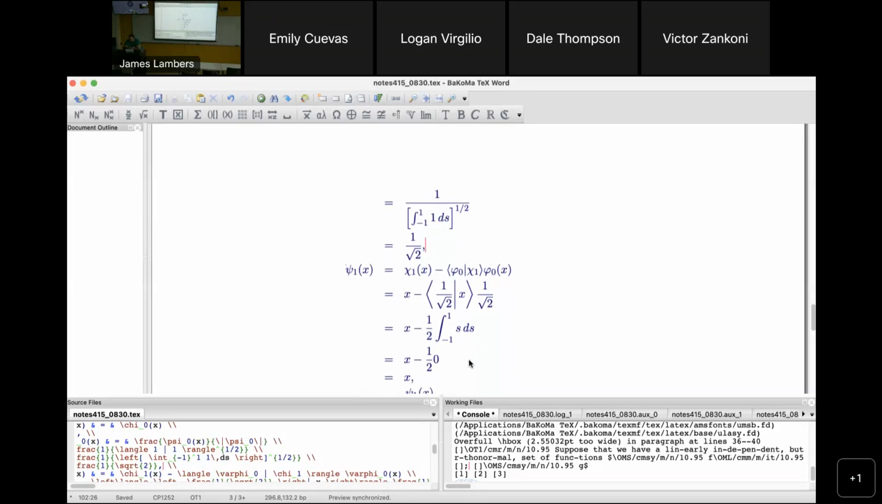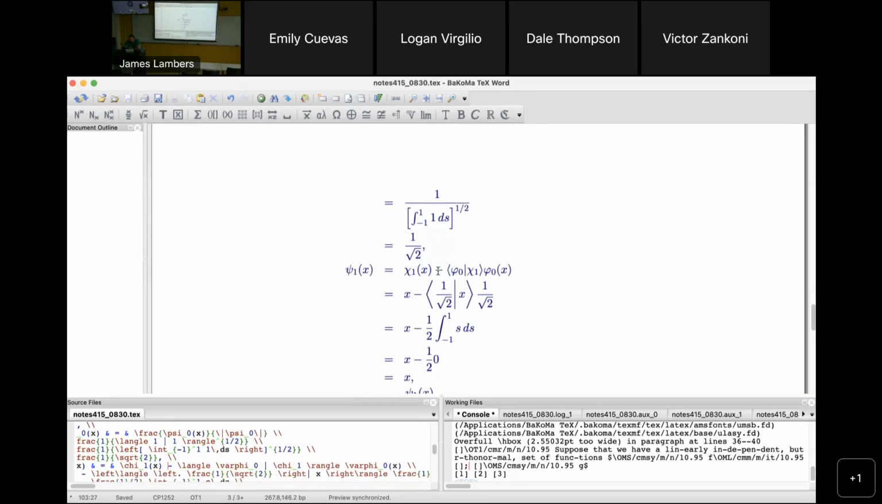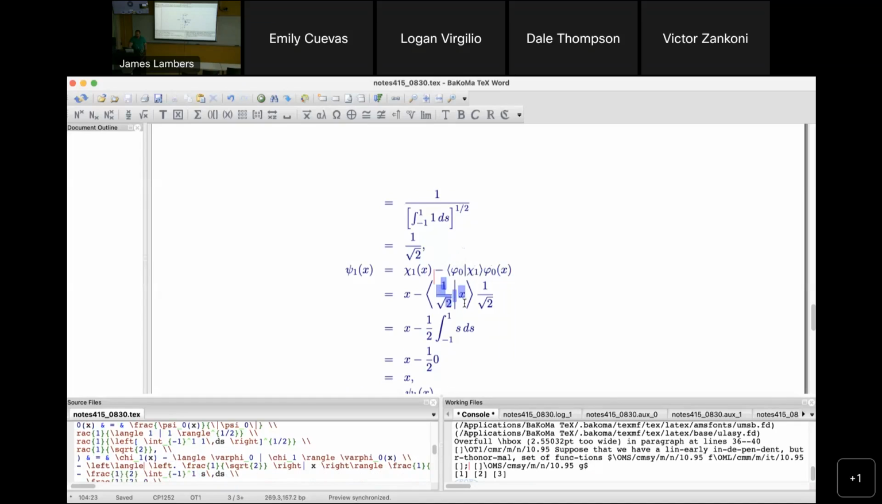Now we need the second function. So now we take chi 1, which is x, and we subtract off this. This is what the Gram-Schmidt algorithm prescribes. We take the inner product, or scalar product, of phi 0 and chi 1. So 1 over square root of 2 is phi 0, and then chi 1 is x. So this is our scalar product we need to compute. And that is multiplied by phi 0, which is 1 over square root of 2.